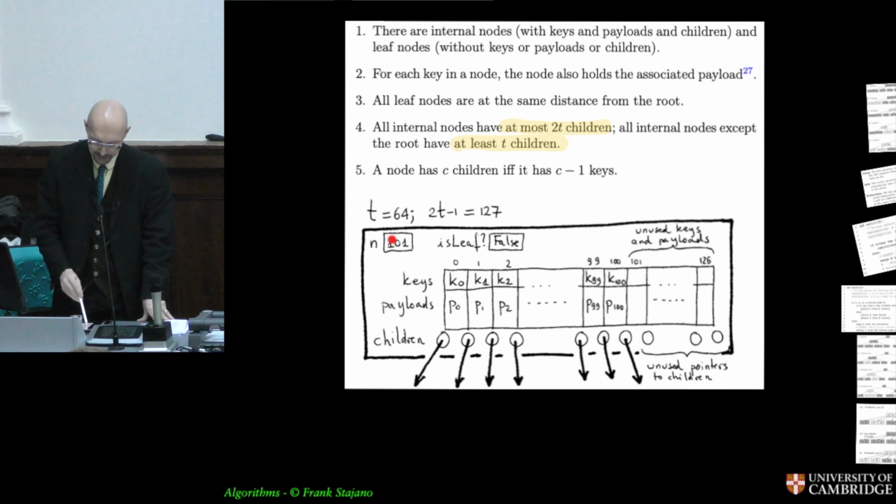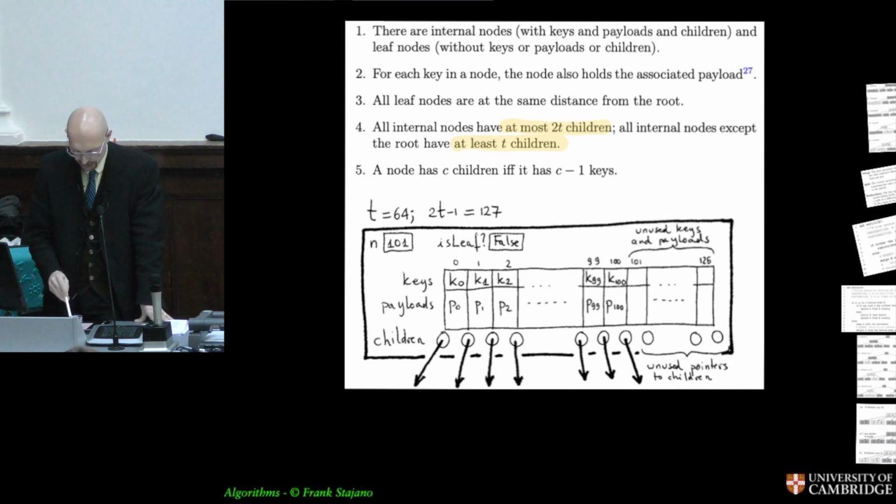And so this basic unit of the B tree is an internal node with keys and payloads and children. And there are also leaf nodes without keys or payloads or children, which you just have here to mark that that's the end. For each key in a node, the node also holds the associated payload or pointer to satellite data.